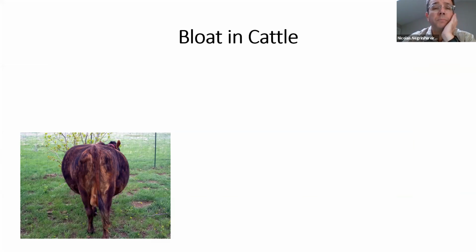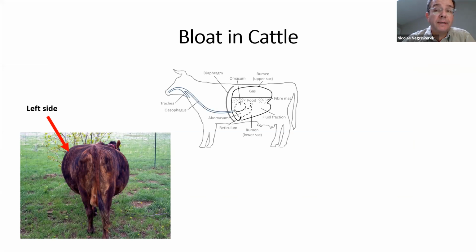This is the situation of bloat. Look at the picture, and you will see on the left flank, the swollen flank. This is produced by the accumulation of gas. For some reason, the animal is not able to eliminate it. And of course, it will be on the left side, not the right side. The cecum in the horse, remember, is on the right side.